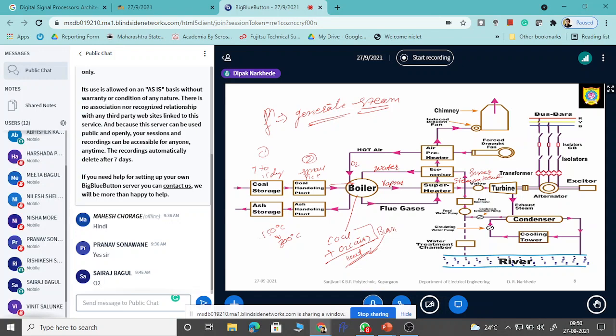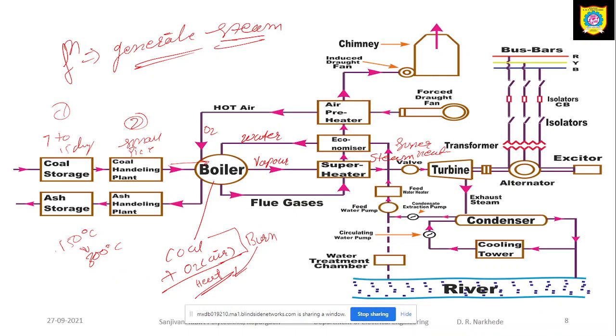What is that smoke? Smoke is nothing but a mixture of different gases. These gases are called flue gases. These gases may contain carbon dioxide, carbon monoxide, sulfur dioxide, sulfur, and all these things. These gases have a high temperature, and they are going to be released into the atmosphere. But if I directly release these flue gases into the atmosphere, the thermal efficiency of the boiler or of my power plant will go on decreasing.